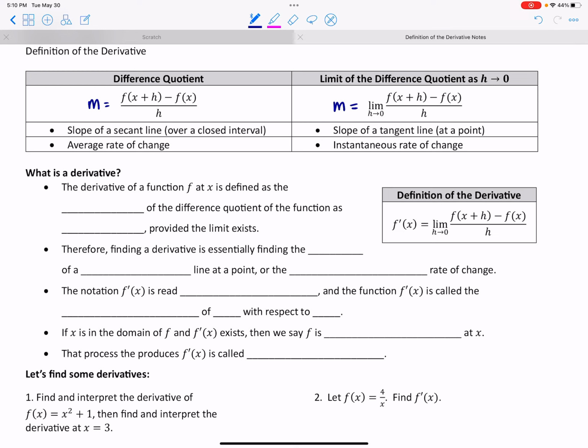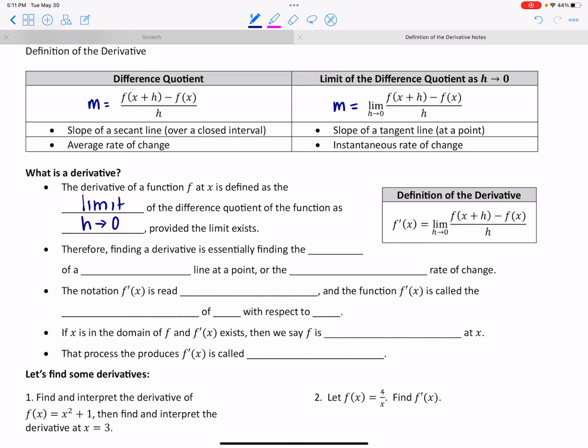So now, what is a derivative? Now, I might have mentioned this at the end of the last topic, but the derivative is the limit of the difference quotient as h is approaching 0. So the derivative of our function, let's just call it f at x, is defined again as the limit of the difference quotient of the function as the distance between x and the next point approaches 0, so as h approaches 0, provided of course that the limit exists.